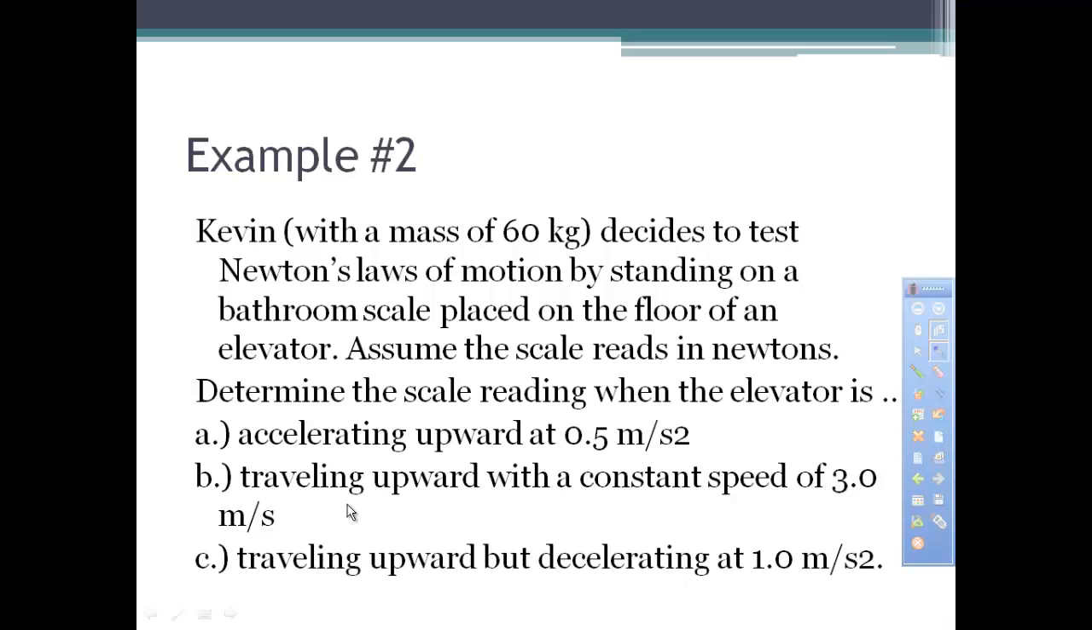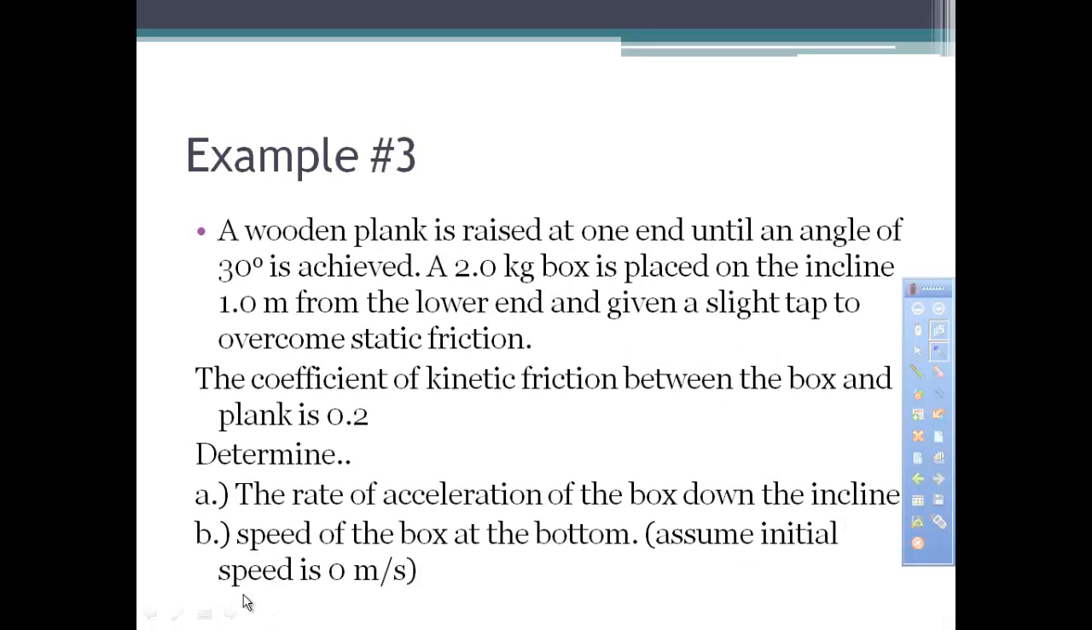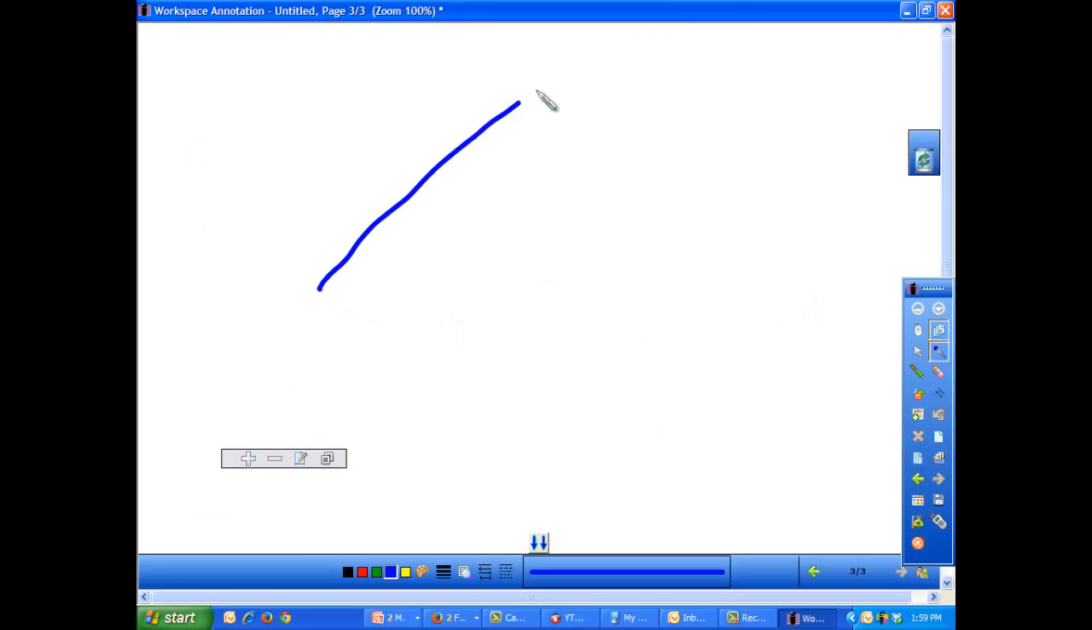Alright, let's look at the third one. Third one, this is an angled problem, so we have a plank at one end of an angled ramp that is 30 degrees. So go ahead and pause the video and write down what you need to, and give it a try before you watch my solution. So here is our angle. Ooh, that is much more than 30 degrees, but that is alright. We'll roll with it.